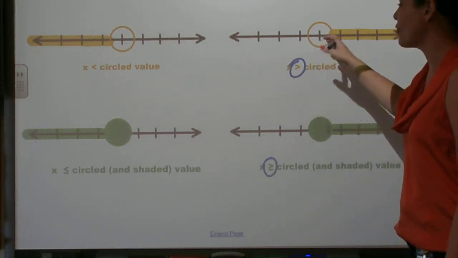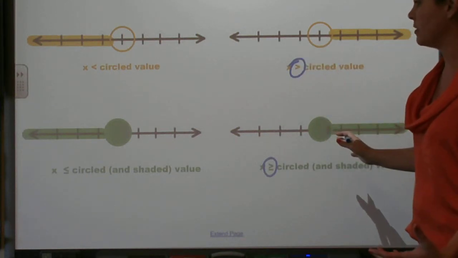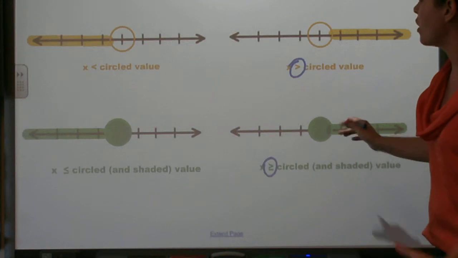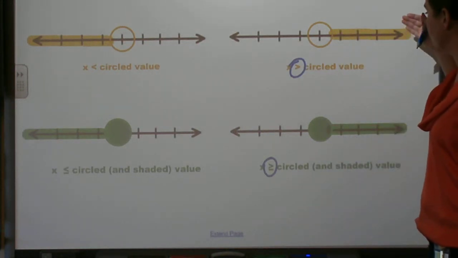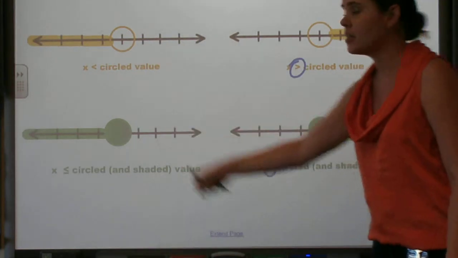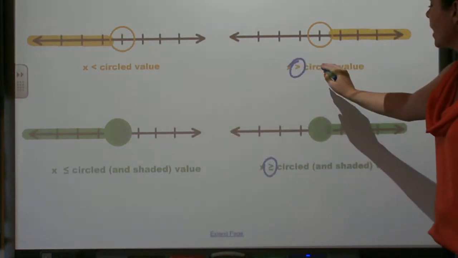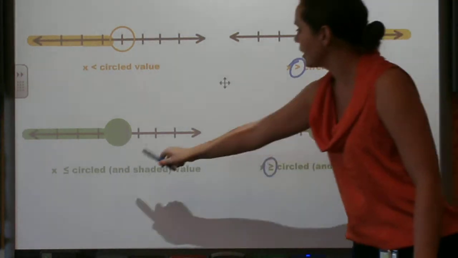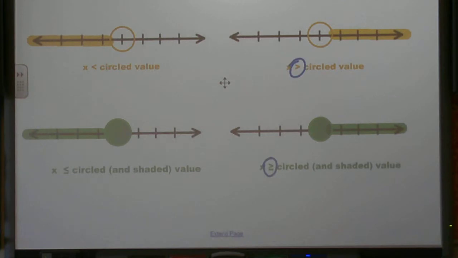The math comes in determining what that value is. Is x greater than 3 or is x greater than 50? That's where the math comes in. But just knowing whether you're going to have an open or closed circle and whether it is being shaded to the right or to the left comes from the symbol. Is it a greater than or less than symbol, or is it a less than or equal to or a greater than or equal to? So let's go back to our examples.